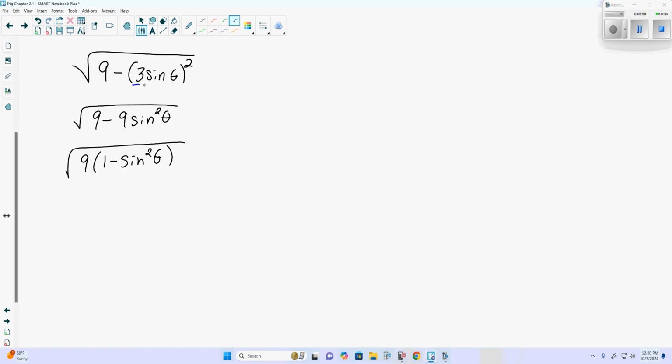So we squared 3 sine of theta. Since it's a single term, we essentially square both terms. We're multiplying it by itself. Now we have a greatest common factor of 9. We factored it out.